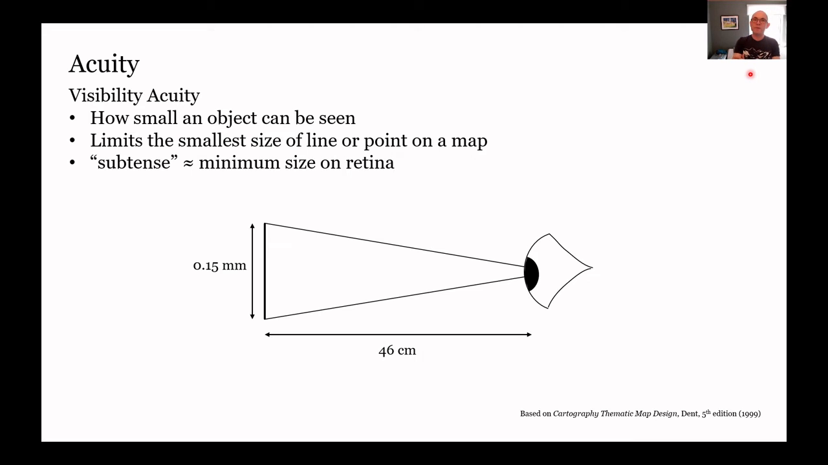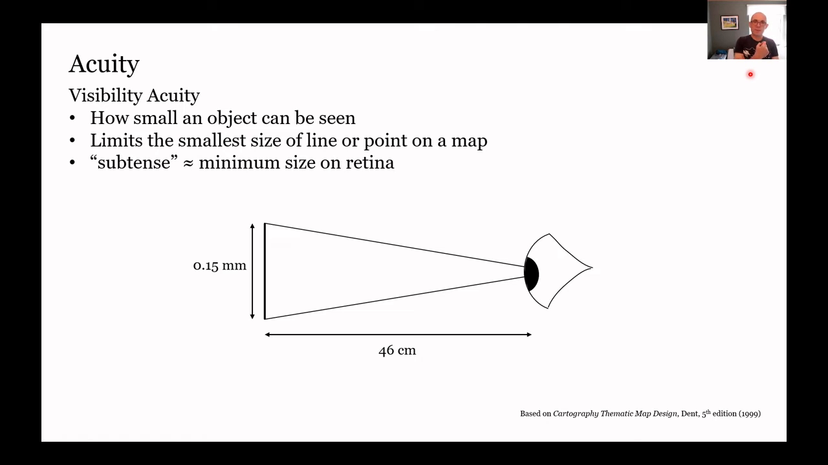This is what the cartographer thinks of when making the map, what other cartographers have thought of when they made their maps, and what you should consider when you make yours as well. So if we say that at a distance of 46 centimeters, which is our reading distance, typically the human eye will be able to see something as small as 0.15 millimeters. That's quite small. That's a minimum that we can have for line thickness, for example. We don't really want to go below that because it becomes very difficult to perceive things.